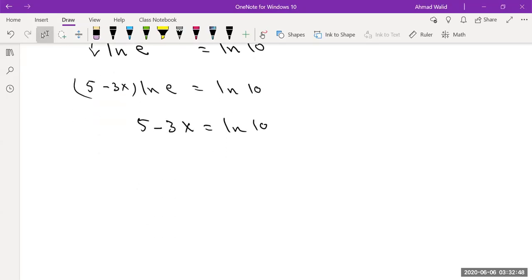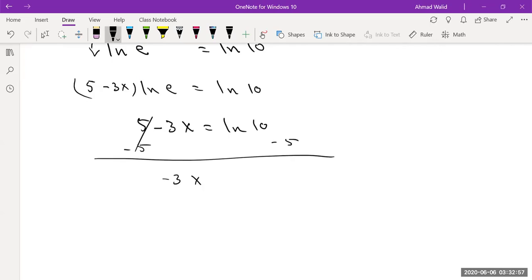Now it's an easy equation. You can solve it for x. First, subtract 5 from both sides. Then negative 3x equals ln 10 minus 5. If you multiply both sides by negative 1/3 in one step, let me show you in 2 steps. Maybe some of you ask why it's going like this, correct?